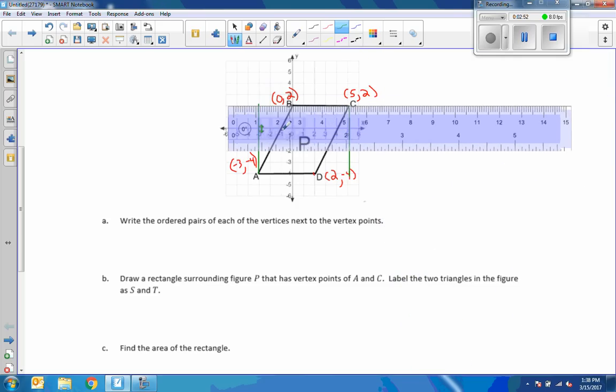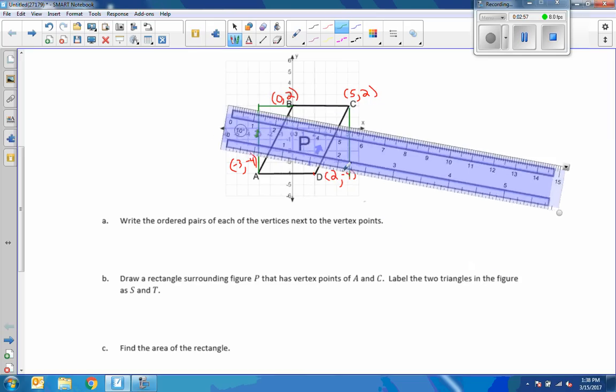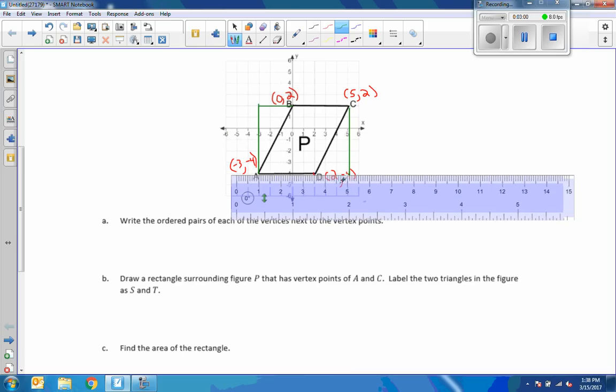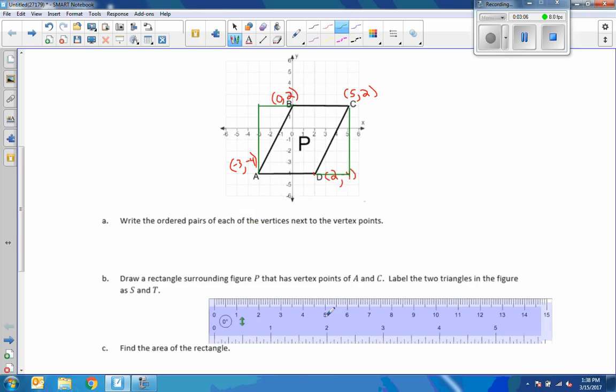Rotate this back to 0 degrees. And what I'm doing is continuing this line over here, and then come down here and do the same thing. This point here now. Alright, just cleaning this up a little. So D is 2, negative 4. So there's my rectangle I created around it.